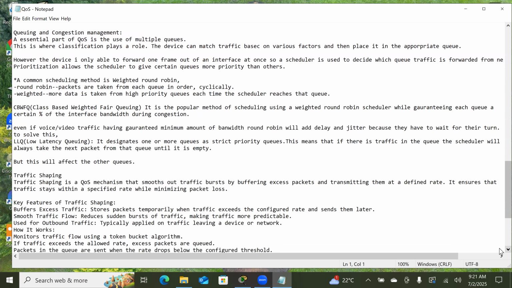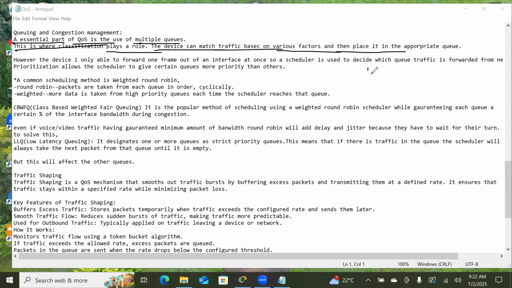Then how it's going to queue and how it's going to manage the congestion, with the help of some different methods we have. It's an essential part of quality of service, and it is used with multiple queues. This is where the classification plays a role. That means the device can match the traffic based on various factors and then place it in the appropriate queue. After classification, what will the classification do? It's going to prioritize the data.